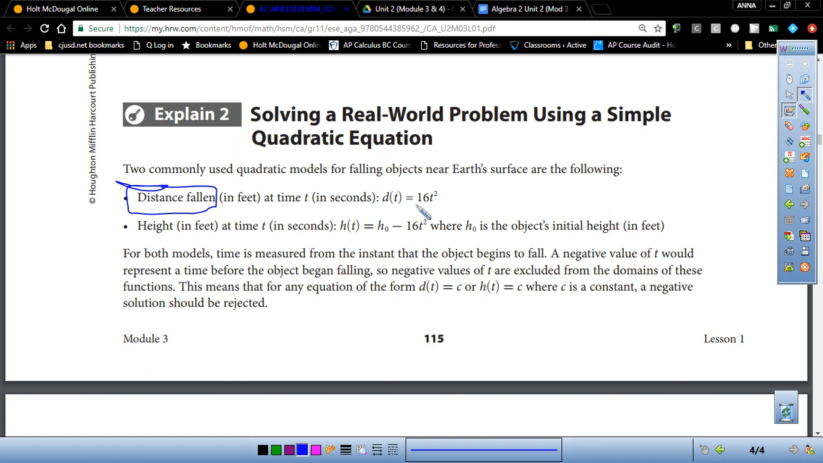So distance fallen can be represented by distance is 16 times time squared. The distance is in feet, and the time is in seconds. Now the height of an object at any given time: the height is whatever the starting height, so notice h of 0 is the initial height, minus that distance. So it's the starting height minus the distance fallen. Starting height minus 16t squared. So keep these formulas in mind for a future problem.